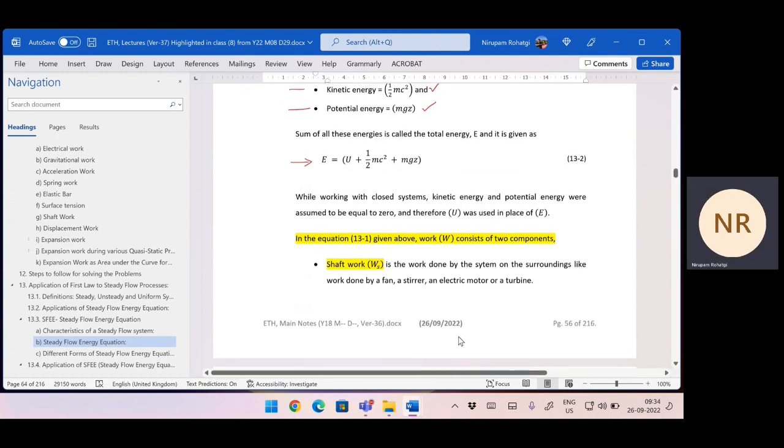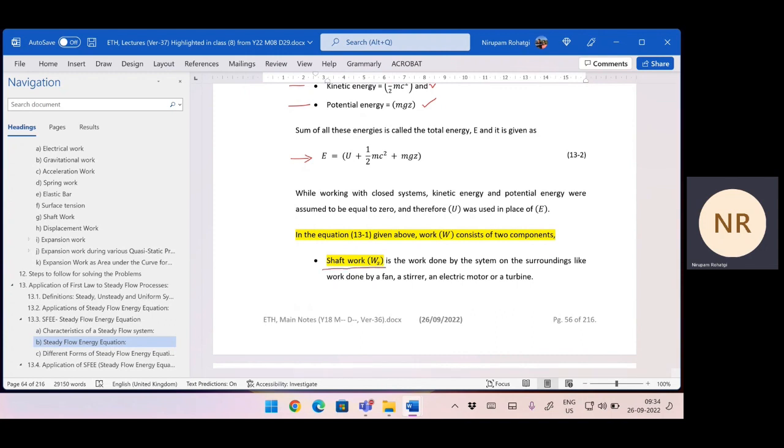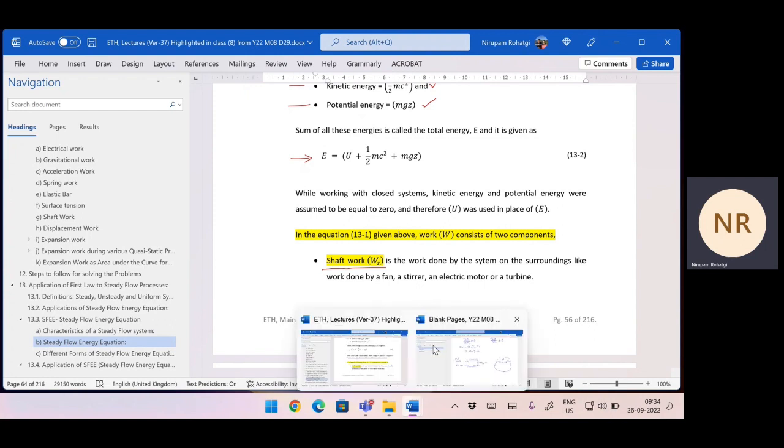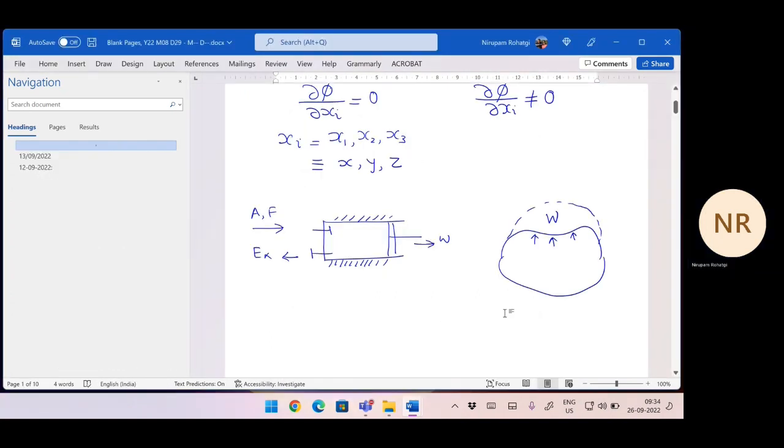So one is called shaft work. What is happening? The main mass is moving some piston or rotating some shaft, and the work is coming out. So you see this example here. Here this is a shaft work, which is moving to and fro, and by that we are getting some work out.